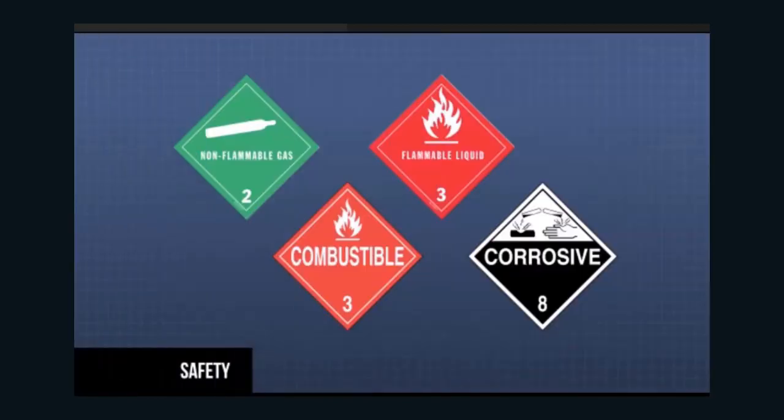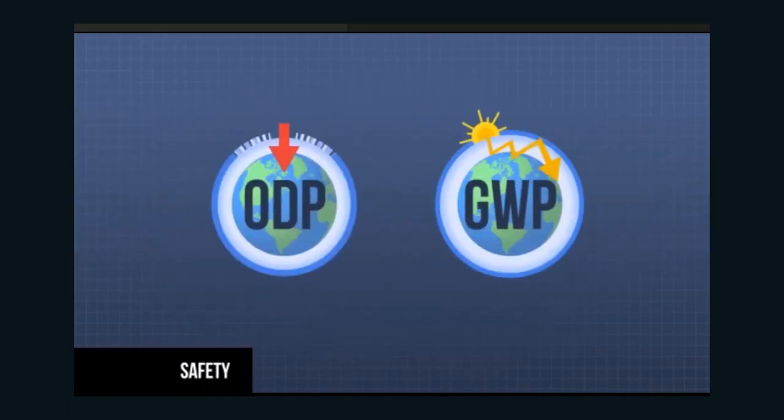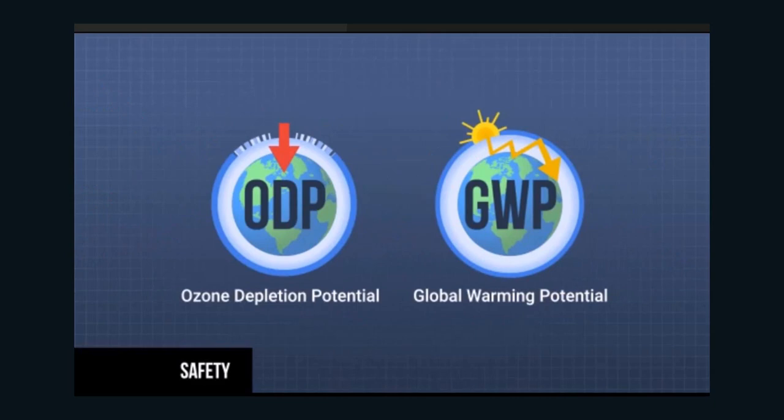Safety. It is desirable for refrigerants to be stable, non-toxic, non-corrosive, non-flammable, non-explosive, and non-reactive with water. They should also not contribute to ozone depletion or global warming, and leaks should be easy to detect.